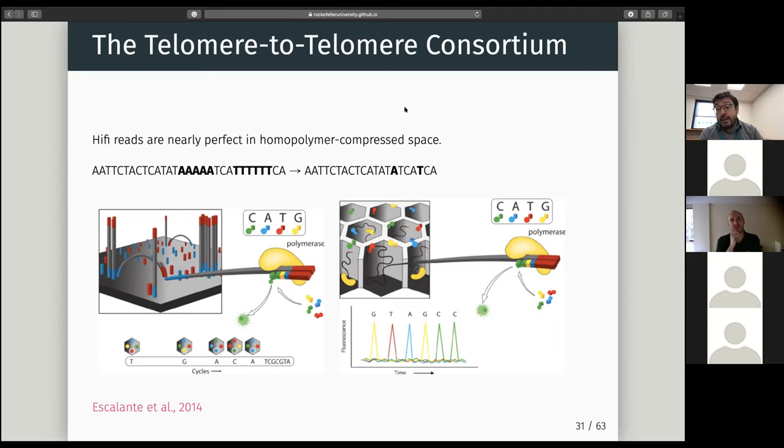This highlights the fact that these long reads still have the same issues as the other types of technologies, but they're perfect for the regions that don't have homopolymers. Absolutely. I can add one thing about why this happens. I think it becomes obvious if you think about the way these reads are generated, and the different ways they are generated in Illumina versus PacBio, for instance.